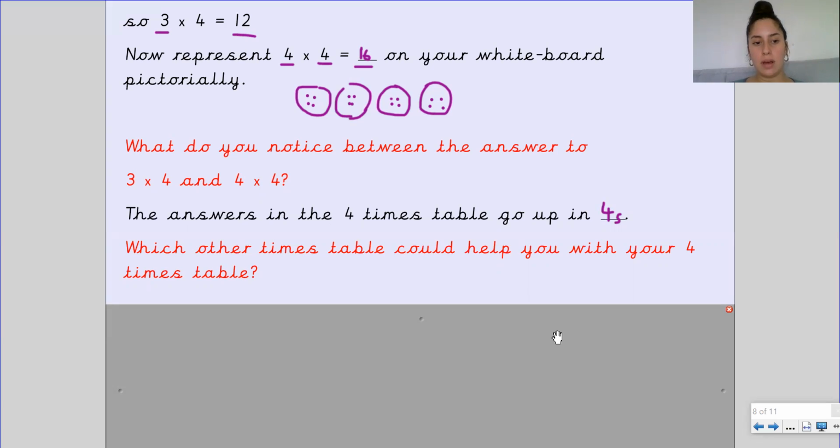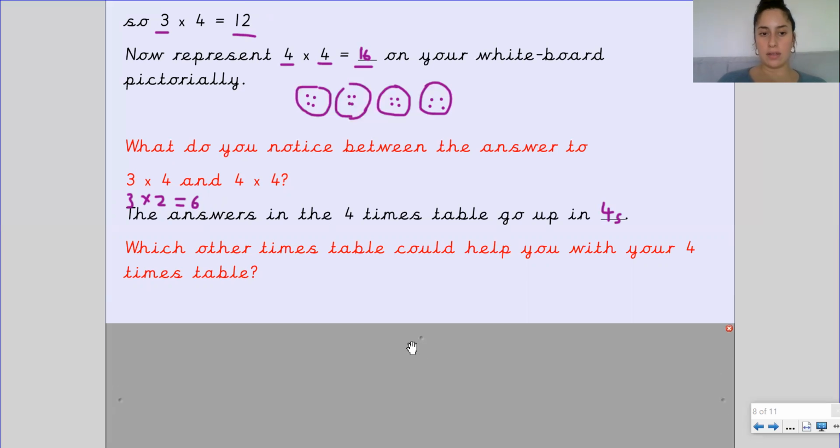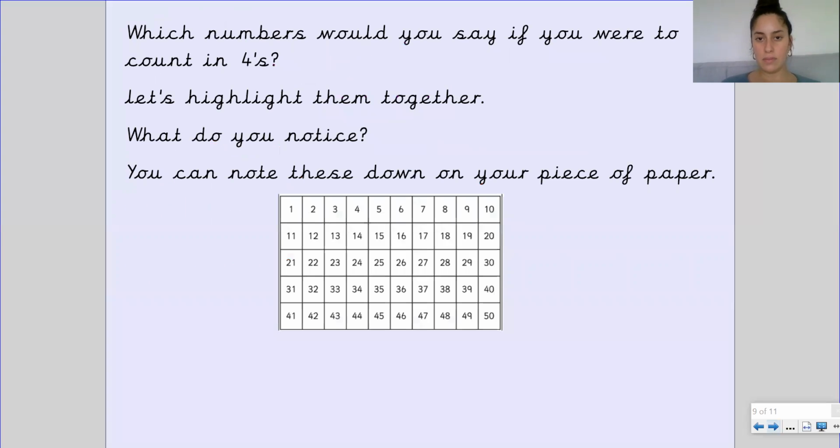Well, if we know the answer to the 2 times tables, it could help us with our answers in the 4 times table. So if I know, for example, that 3 times 2 equals 6, how could that help me find the answer to 3 times 4? Well, if I double my answer, I would get 12. So if I double the answers to my 2 times tables, then that would give me the answer to my 4 times table, which you can also use to help you with your 4 times tables.